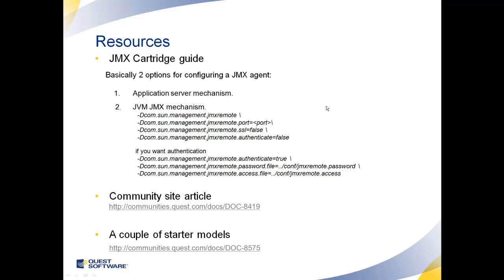Basically, if you look at the JMX cartridge guide, you have two options for configuring a JMX agent: using the application server mechanism, or using the JVM JMX mechanism. In our case, we'll have a look at two examples. One of them is using a WebLogic application server connectivity mechanism, and another example is using the JVM JMX mechanism to connect to a Tomcat server.